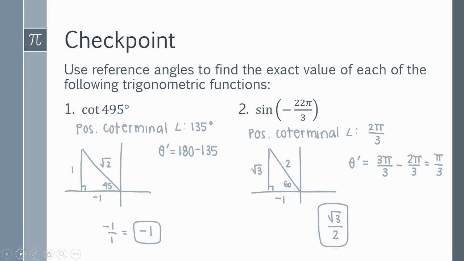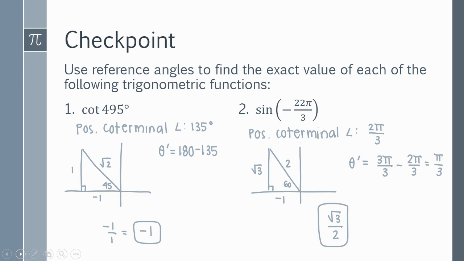Okay, so notice the number 1, I found a smaller positive coterminal angle by subtracting 360 away from 495. That gave me 135, which then fell in the second quadrant. From there, I found the reference angle, which is 45 degrees. So I have a 45, 45, 90 triangle in the second quadrant. Cotangent, remember, deals with the legs because it is the reciprocal of tangent. So I needed to do the adjacent side over the opposite, and that's why my final answer turned into -1.